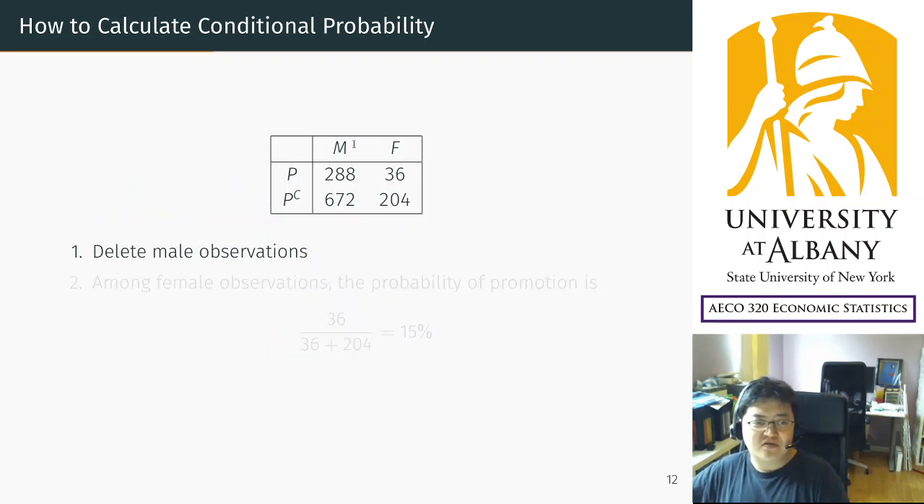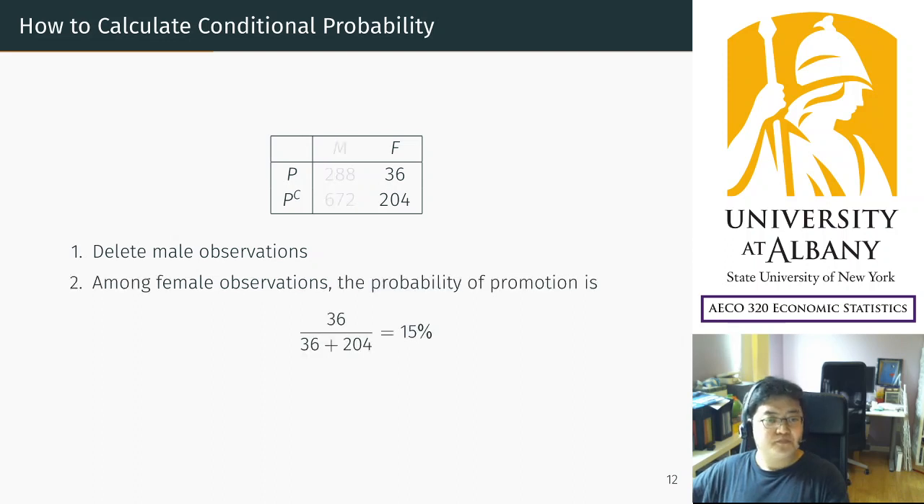And the first thing you can do here is to delete male observations. These guys do not satisfy the condition. Our condition is being female. So delete them, then it is easy. We have only two numbers, and among them, calculate the probability of promotion. So 36 is for promotion. So 36 divided by the sum of them, the total number, which is 15%.